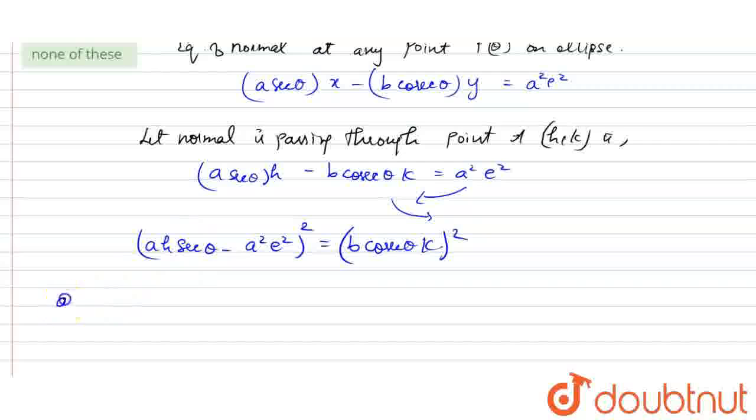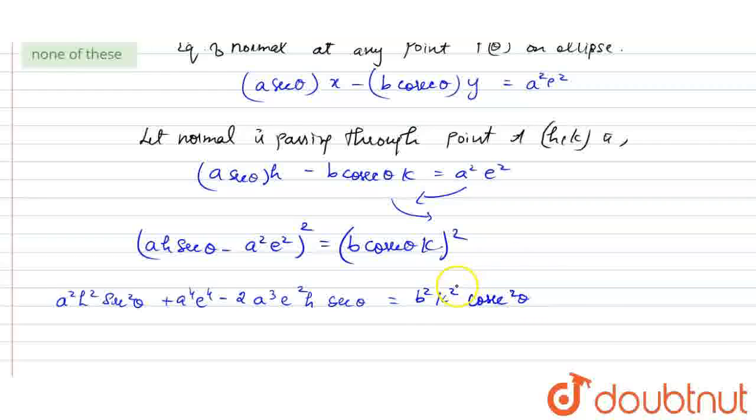So a square h square secant square theta plus b square value a power 4 e power 4 minus 2 into this value, so 2 into a cube e square h secant theta, which is equal to this value squared, which I'm going to take inside. So b square k square cosecant square theta.